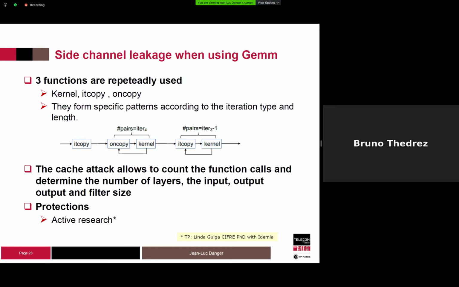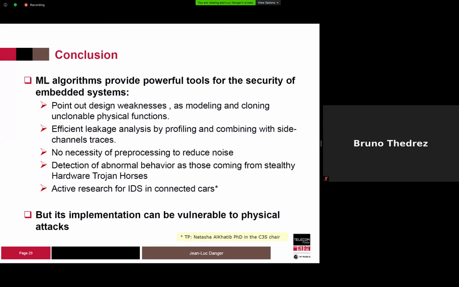Just now to conclude. Yes, machine learning algorithms provide a lot of powerful tools for the security of embedded systems, just to point out weaknesses, just to enhance the risk analysis. And specifically, we have seen the modeling and cloning of what is normally unclonable.